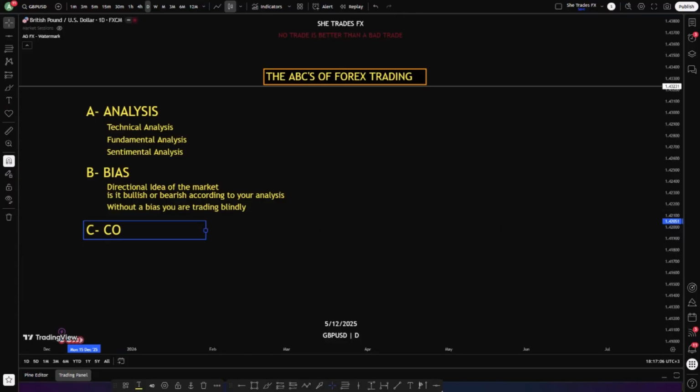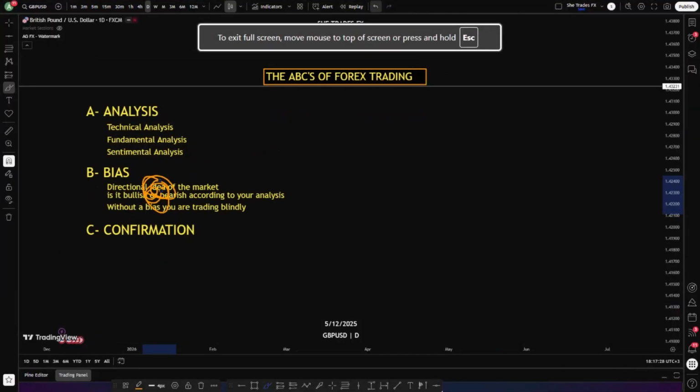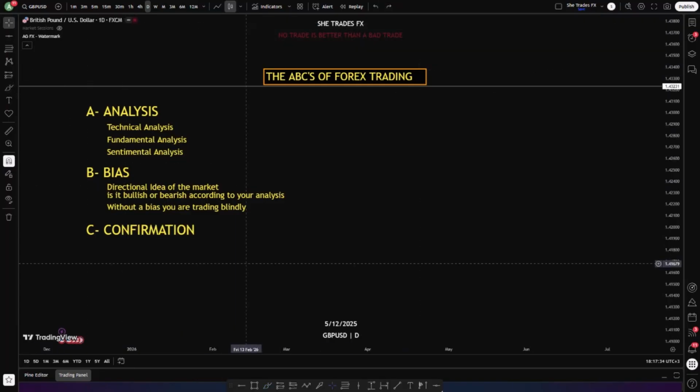Then C is none other than confirmation, right? Now please note that your bias is not an entry into the market. Your bias is just giving you a directional idea. It's not an entry, it's just an idea. Now you need a reason to pull the trigger. You need a reason to say, okay, I can enter at this zone here, or I can't enter at that zone. And this is why we have confirmation.